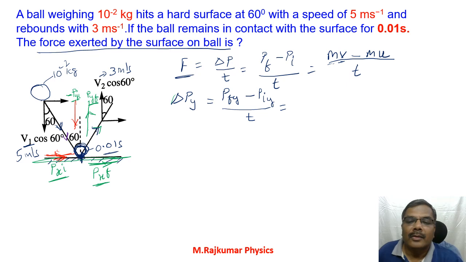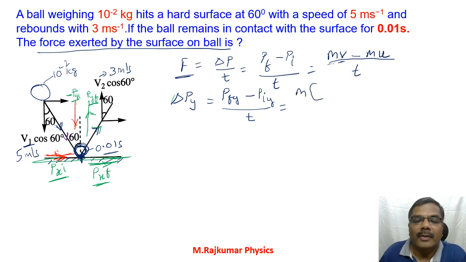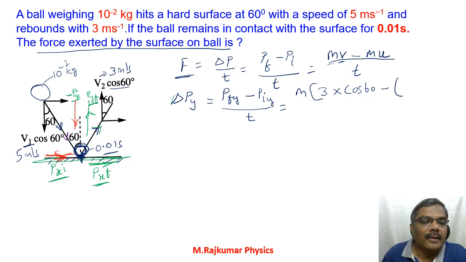So you know, mass into velocity. I take this mass as common. What is the final velocity here? Final velocity is this one, v2 cos 60. The v2 is 3 into cos 60, minus, and this one, the initial velocity is downward, so I take this as minus of velocity 5 meter per second and cos 60.